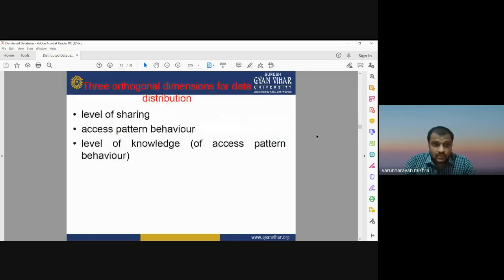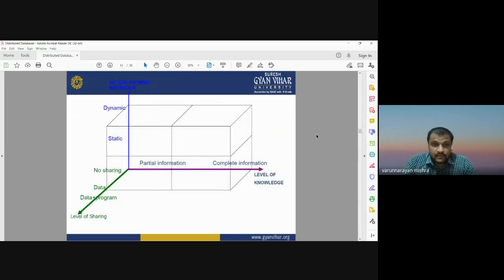The three orthogonal dimensions of data distribution are level of sharing, access pattern behavior, and level of knowledge of access pattern behavior. So what is the level of sharing? How much data are you going to share, what should be the access to the database, and how much knowledge of the access pattern is there when we deal with the dimensions of distribution. This is the way in which you can have the distribution of the database: access pattern behavior, level of knowledge, and level of sharing.